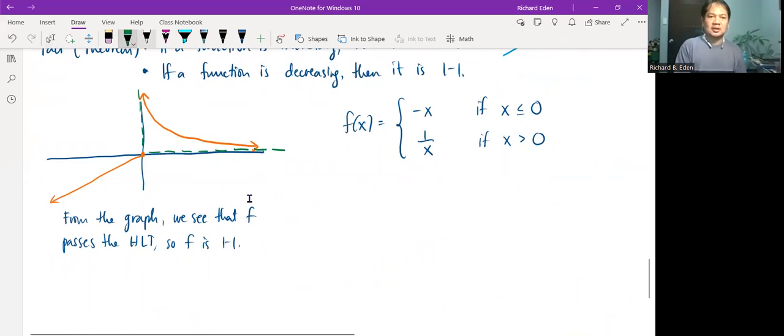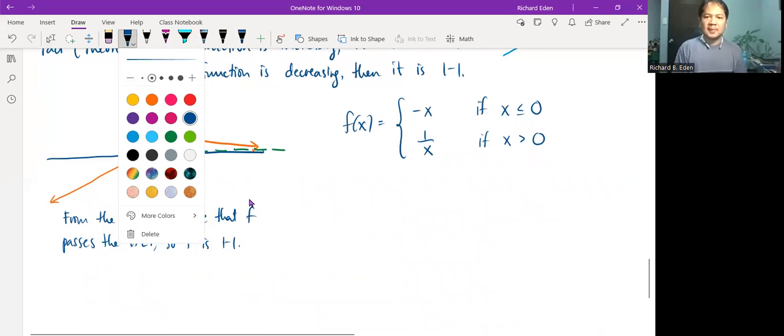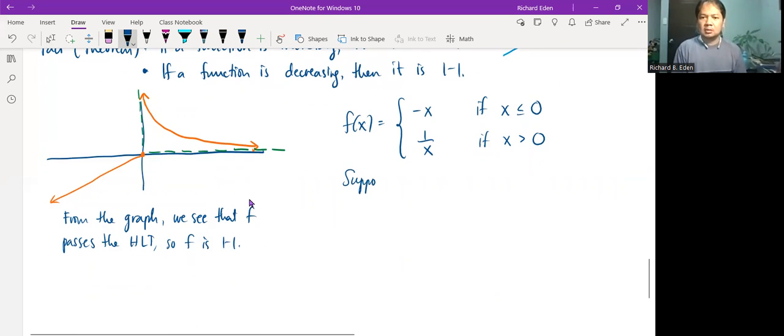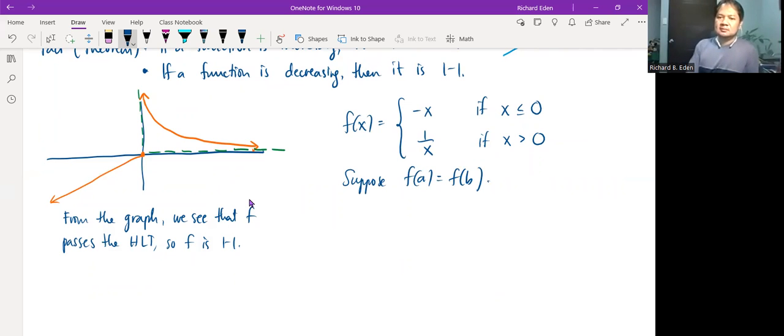So ito. Suppose f of a equals f of b. Okay. Suppose f of a equals f of b. So gagawin ko, I'm going to assume two cases. Case one, f of a equals f of b, suppose their common value is positive.